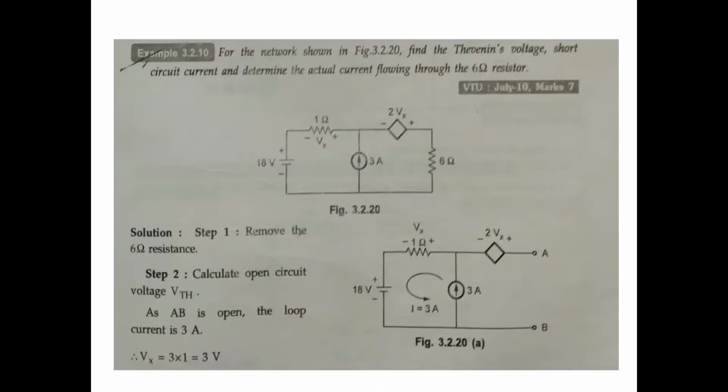Just to show the current direction: 18 volts, 1 ohm. This is Vx, as given in the diagram. Next 2Vx. AB is open. Calculate the open circuit voltage VTH. AB is open, 3 amperes. This is 3 amperes. 3 into 1, because Vx is I into R. 3 into 1, 3 volts.